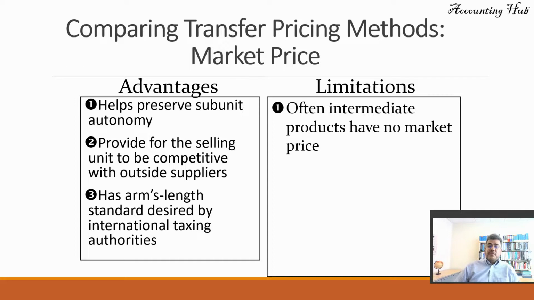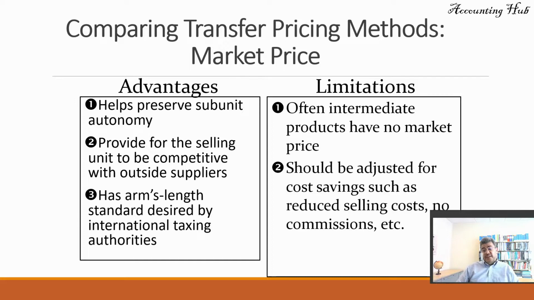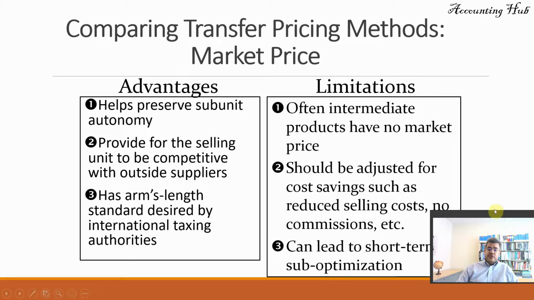Limitation: often intermediate products have no market price and should be adjusted for cost savings such as reduced selling costs, no commissions, no sales tax in a lot of countries, and so on. And it can lead to short-term sub-optimization.